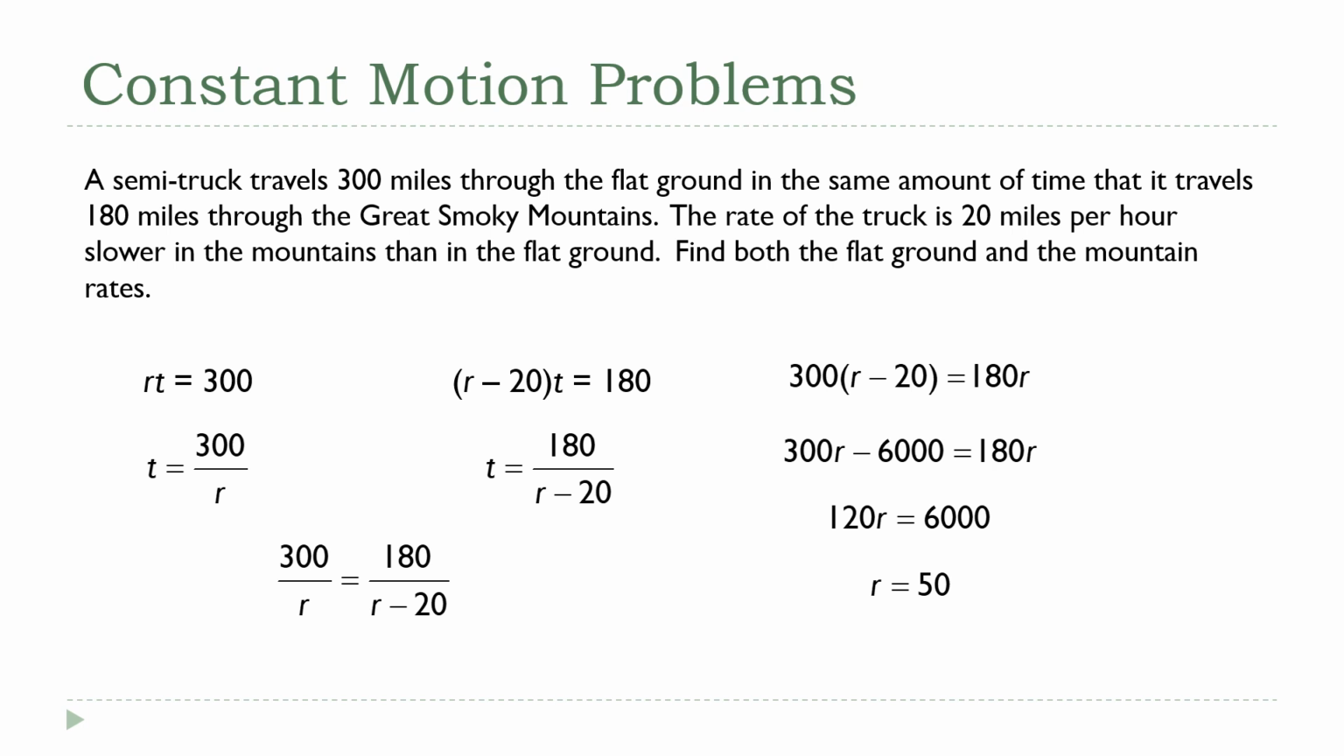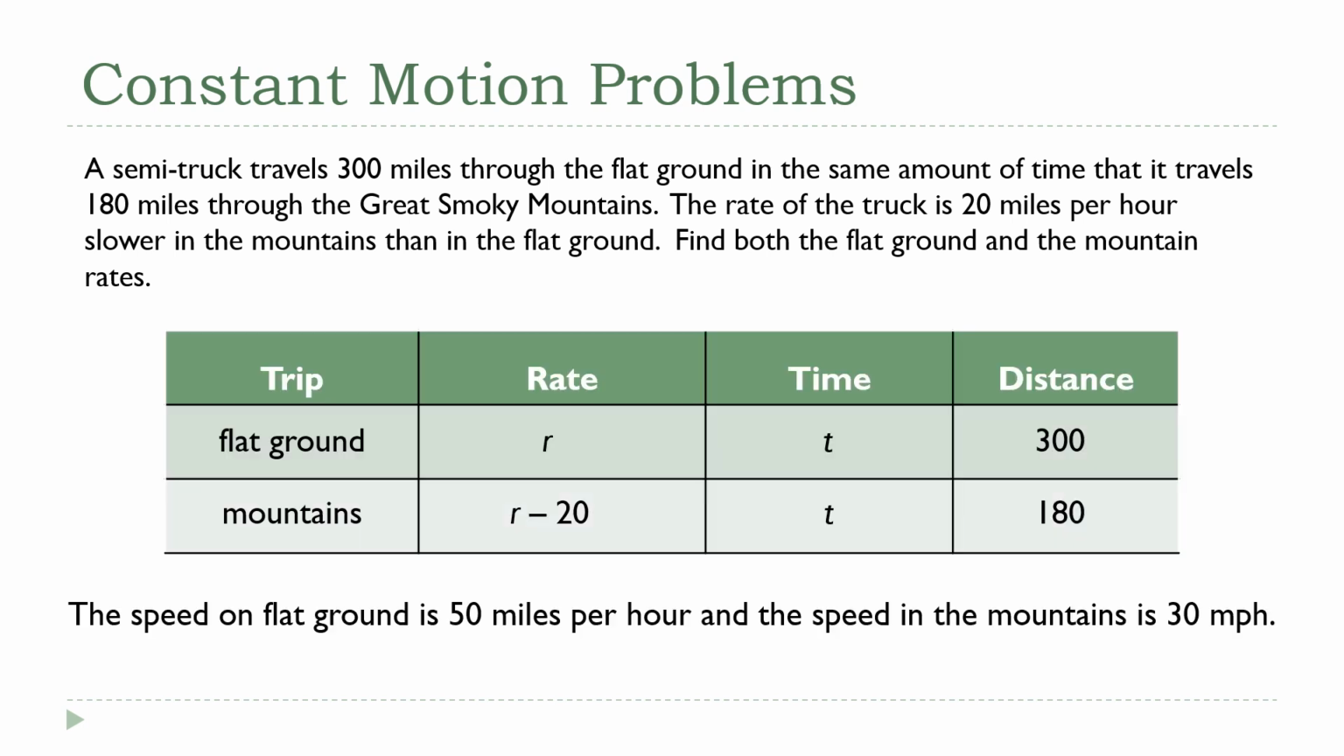We weren't asked for the time. I mean, we could get the time. If you look way back over that second equation on the left, the time is 300 divided by R, so that's 6. It's a 6-hour trip. But we need the two rates. So let's jump back to the table, and I've got my final answer here.